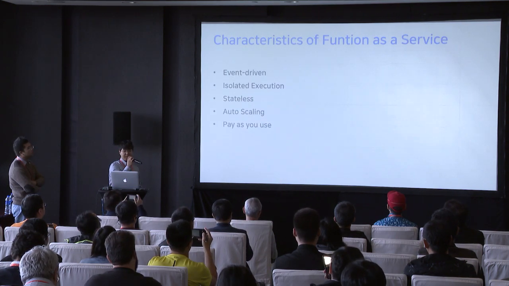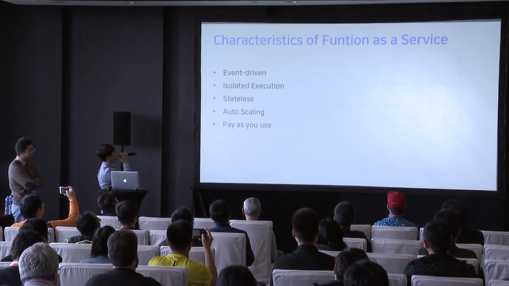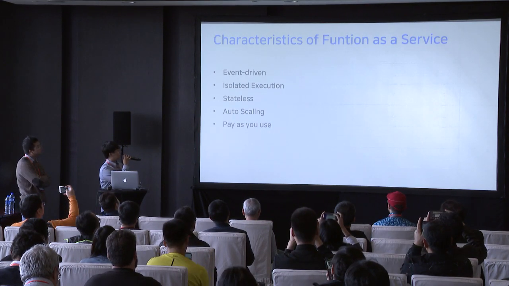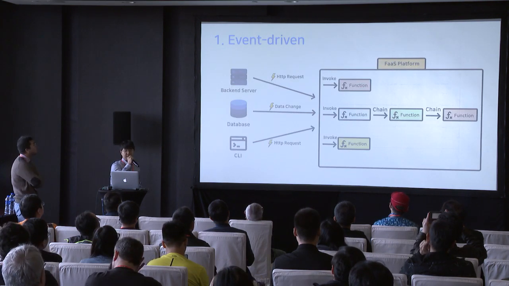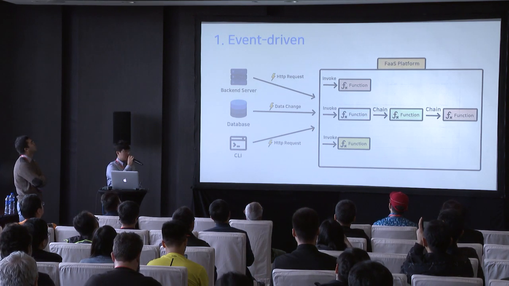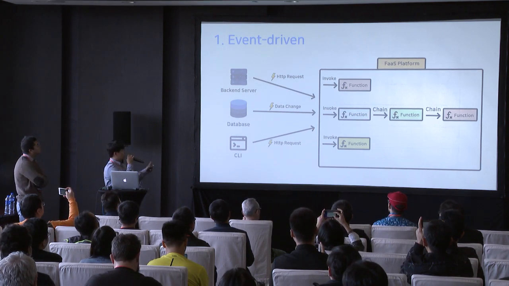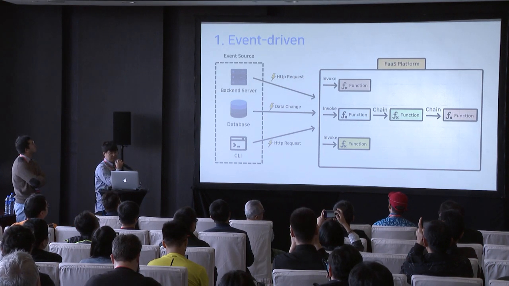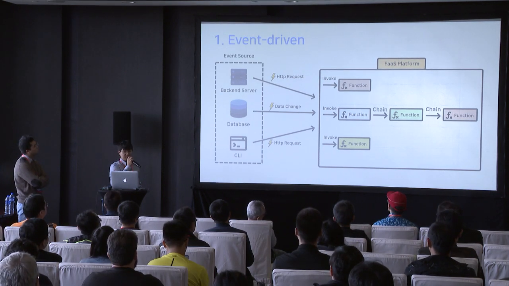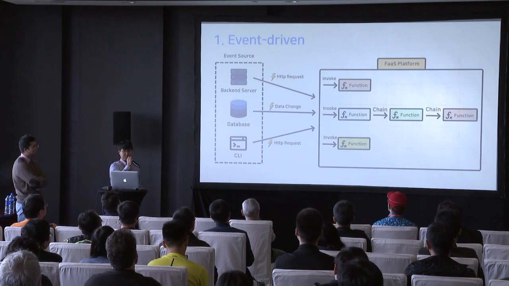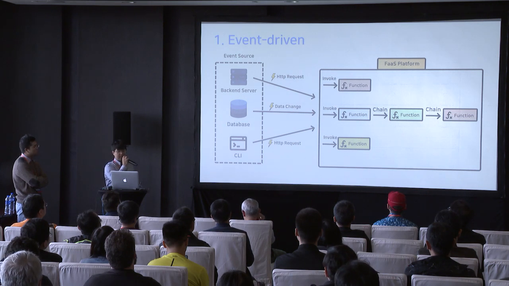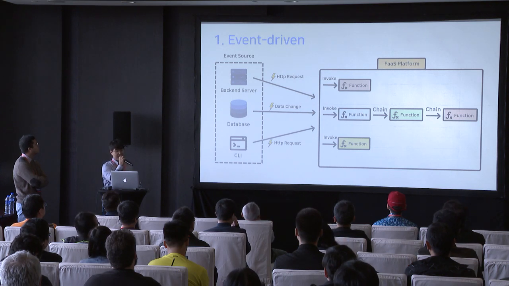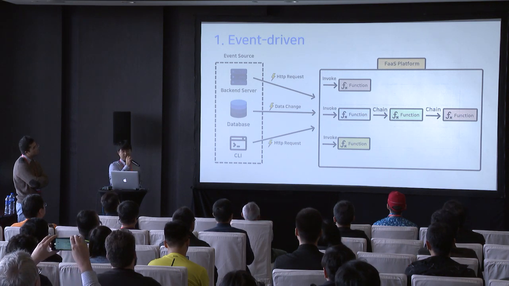Function as a service has five main characteristics: event-driven, isolated execution, stateless, auto-scaling, pay as you use. The first is event-driven. The FaaS platform mainly executes the function in response to external events. External events are your backend service, database change events, and CLI, mobile, web UI, cron job, and so on. Because it works in response to any external event, FaaS platforms are often used and thought of as the glue between services or cloud environments.